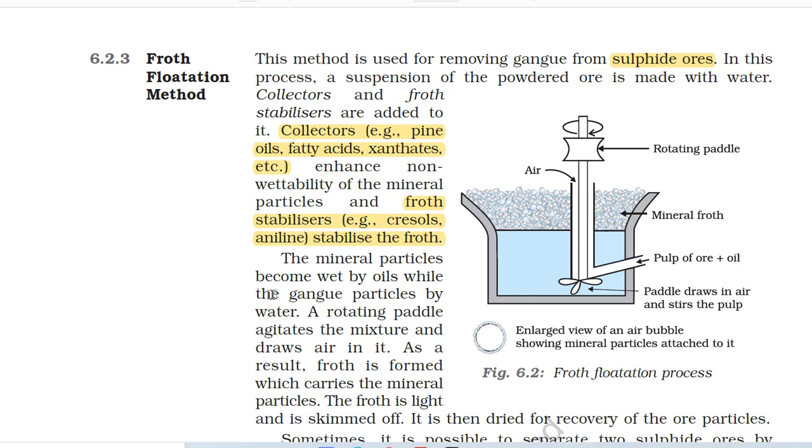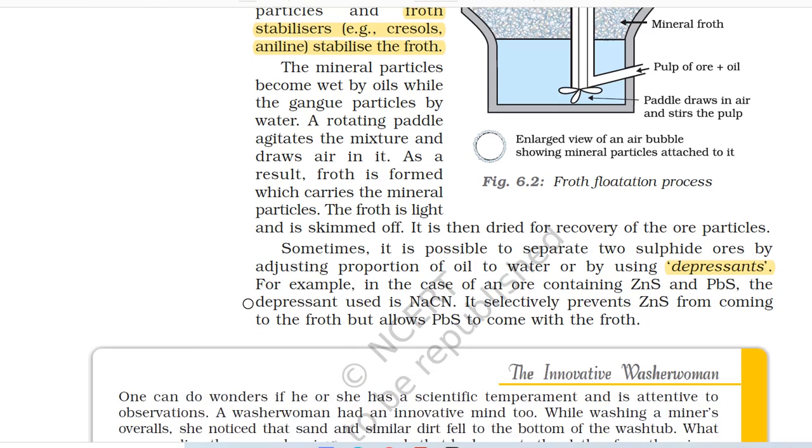The mineral particles become wet by oils while the gangue particles by water. A rotating paddle agitates the mixture and draws air in it. As a result, froth is formed which carries the mineral particles. The froth is light and is skimmed off. It is then dried for recovery of the ore particles.